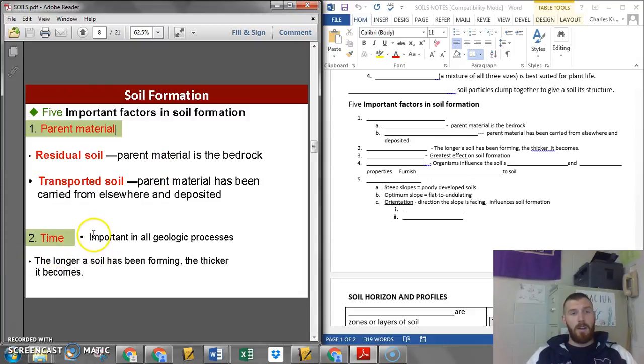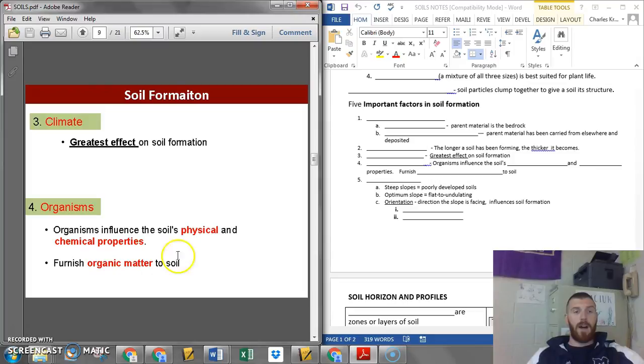And what I mean by parent material is where does this originate from? Okay, time is number one thing that's important in all geologic processes here, and the longer a soil has been forming, the thicker that it becomes. Okay, we have climate, which, other than time, is the greatest effect on soil formation. Okay, time, all processes need time, but climate has the greatest effect on these.